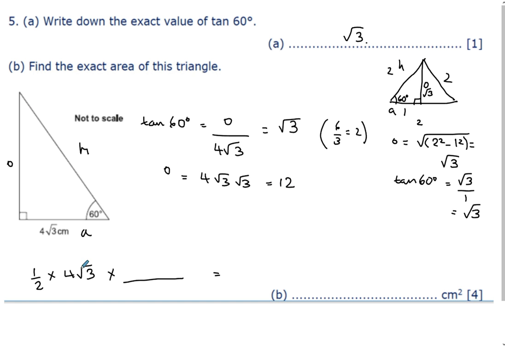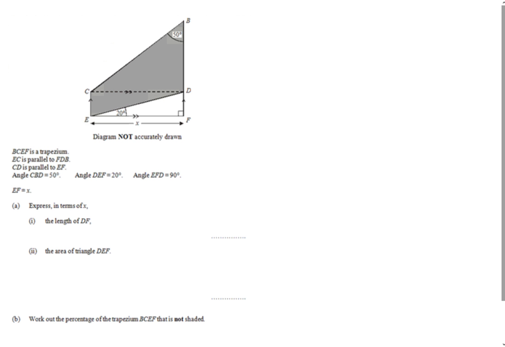So we've got our O, and then we can stick it in there. Now half times 4 is 2, so we've got 2 times 12 is 24, so our answer is 24 surd 3 centimeter squared. And then of course you stick it in there. Okay, and that was an easy 5-mark question, wasn't it? Yeah.